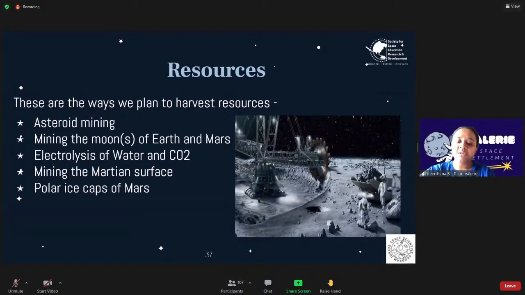Now, how do we obtain all the resources required? These are some of the methods that we would be using. Asteroid mining, mining the moons of Earth and Mars for minerals and other elements, electrolysis of water and carbon dioxide, mining of the Martian surface, and polar ice caps of Mars.